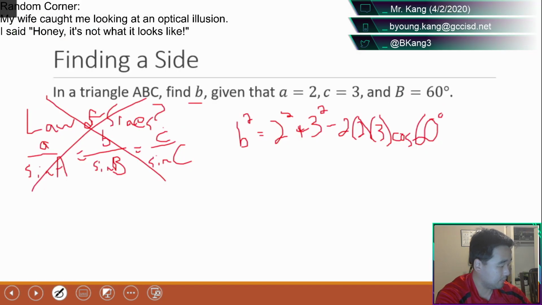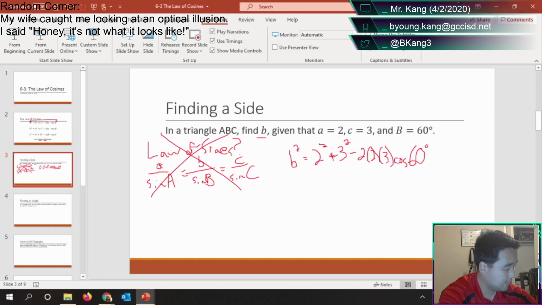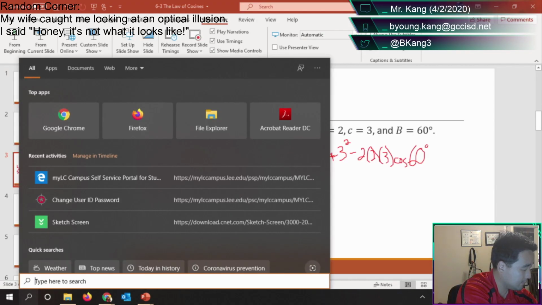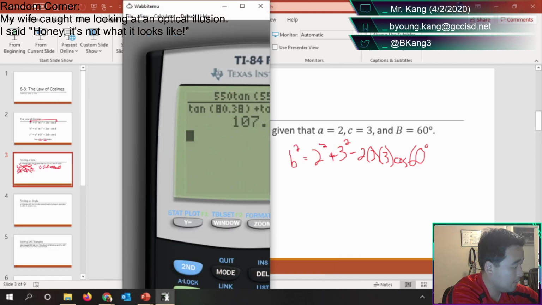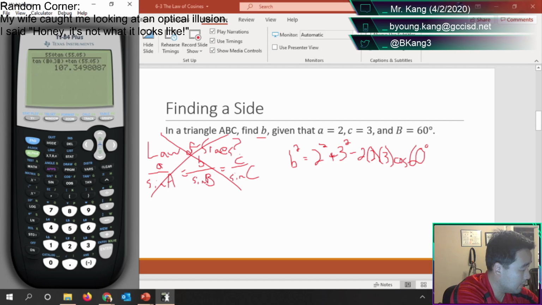Oh, whoops. Gotta actually cancel out of this. Alright, so we're going to type in 2 squared plus 3 squared minus 2 times a, which is 2, you need 2 of them, times 3 times cosine of 60. And that's not the answer, that's what b squared is equal to. I need to square root to cancel that. So 2.6.